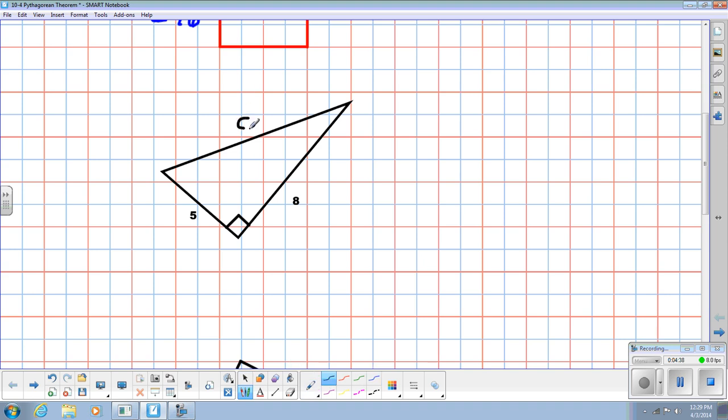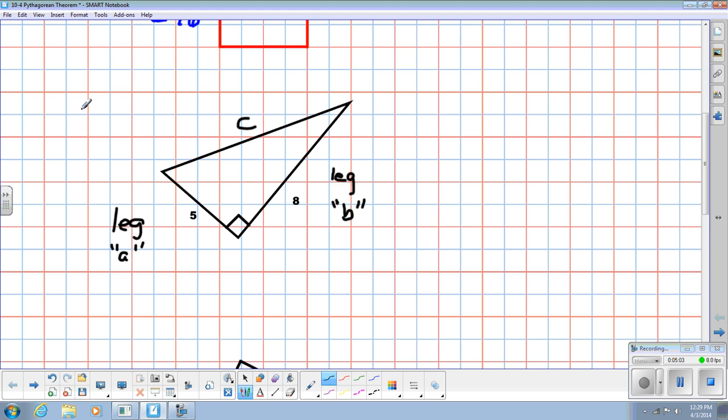So this is the longest side. Now each of these has a name. The two shorter sides that make up the right angle are called legs. This is a leg, and this is a leg. For one leg, the shorter leg is always A. The longer leg is B. And then, as I said, the third side, we put a letter C.